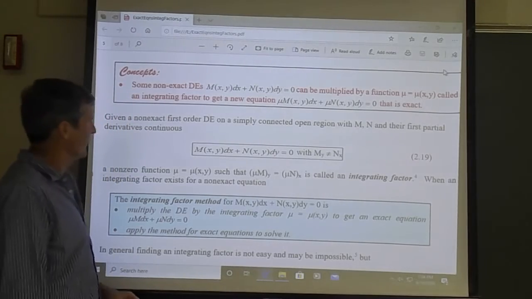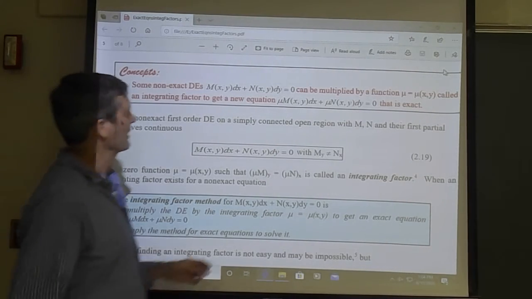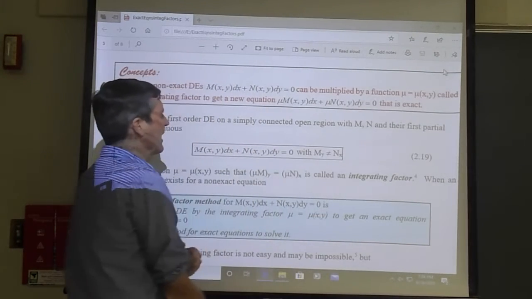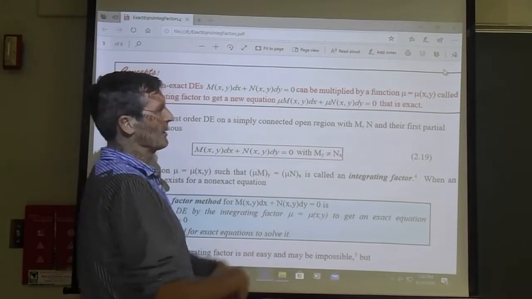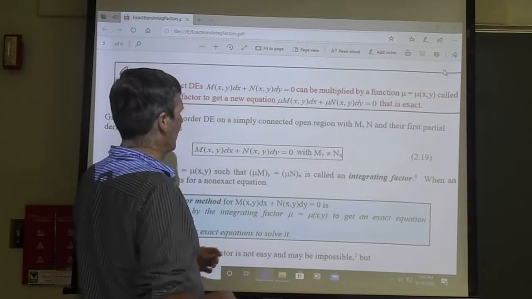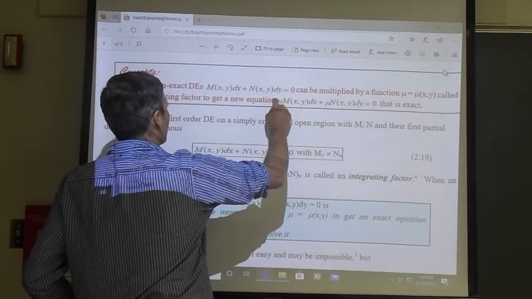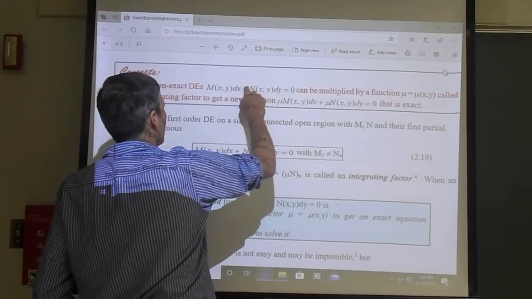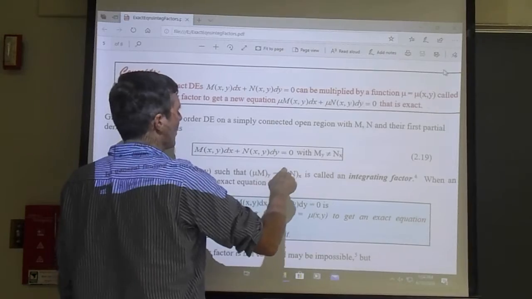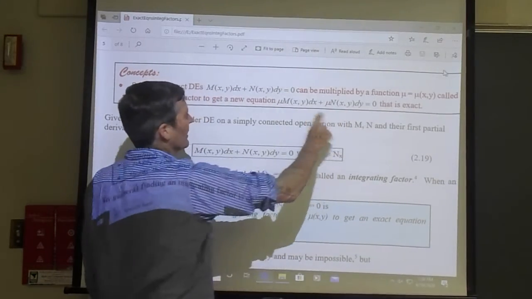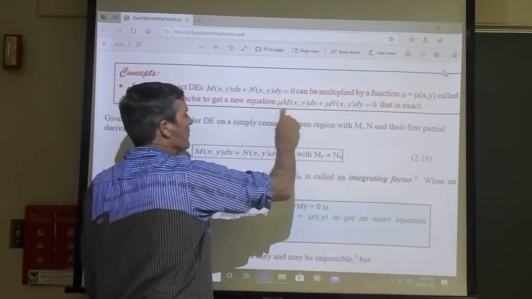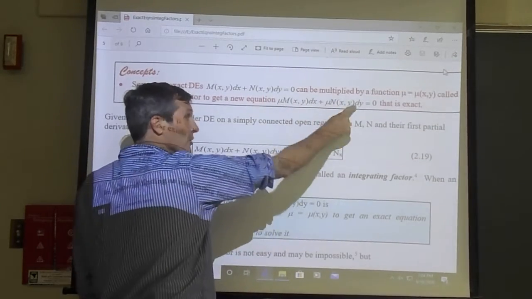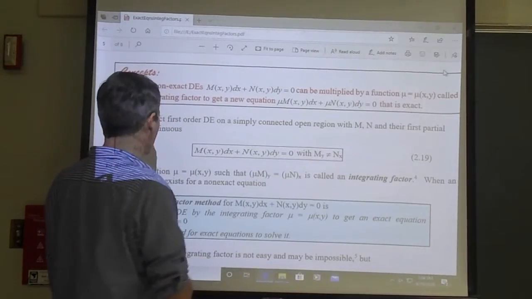If μ is only a function of x, what do we need to do to make this exact? Well, remember the criterion for deciding if an equation is exact on a simply connected open region was that the partial derivative of this with respect to y had to be equal to the partial derivative of this with respect to x. So if we want our multiplied equation to be exact, we need the partial of μM with respect to y to be equal to the partial of μN with respect to x. Then this new equation will be exact.